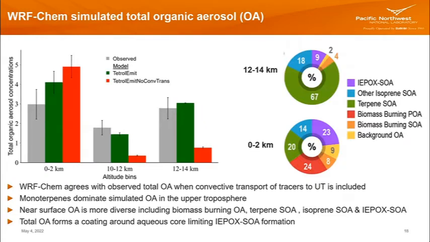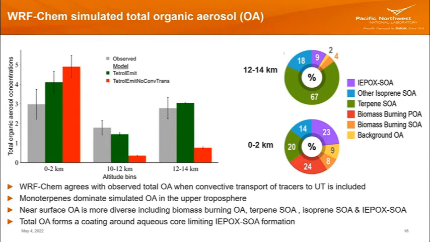So to further understand this, the gray bars I'm showing here are actual observations from the HALO aircraft at three different altitudes. And then I'm showing two sensitivity studies. The green bar has atmospheric chemistry in there for IEPOX SOA, but it also has a source of direct emissions of methyltetrols. And you see, especially if you focus on the upper troposphere, like 10 to 12 or 12 to 14 kilometers, it comes pretty close to the observations.